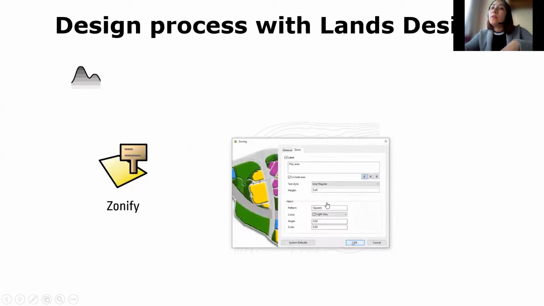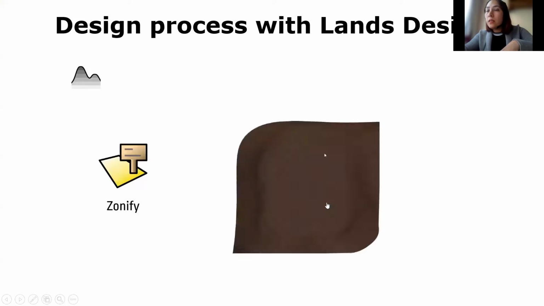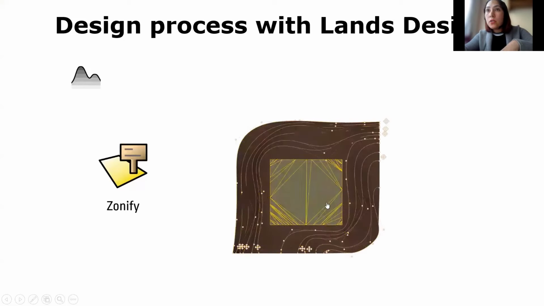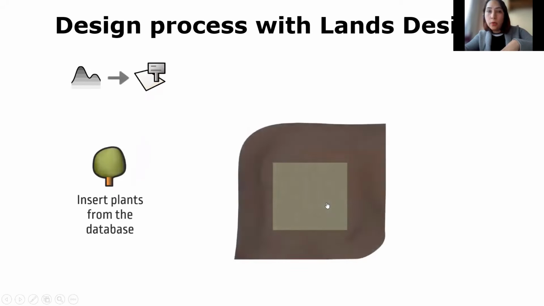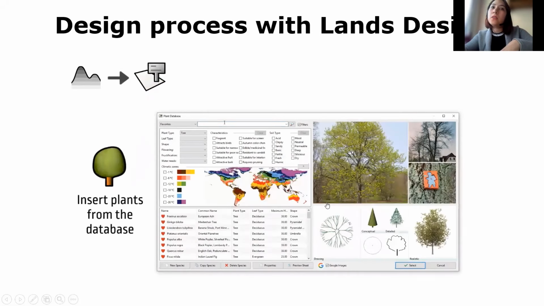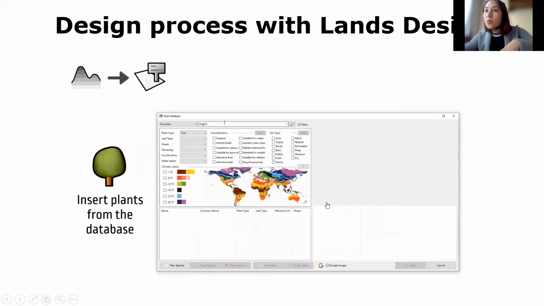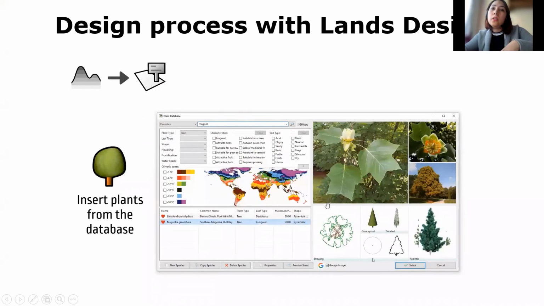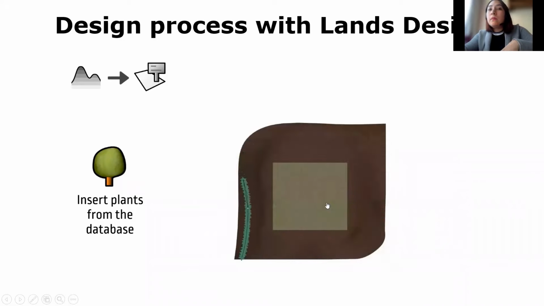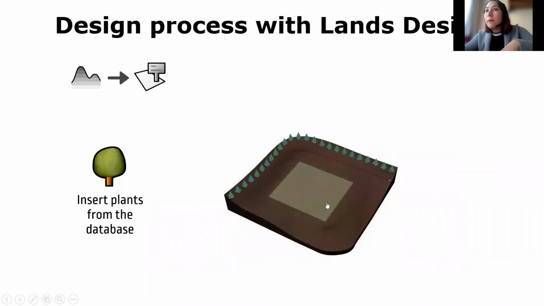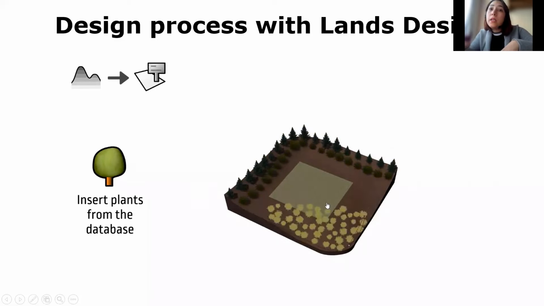Later, you can zonify the project in different zones. You get the area of each zone and assign a label, a different material to each zone of the project. Then, you can insert plants individually, in a row, or in a group of plants. For example, a row of plants may be combined with different species, and you indicate the distance between plant species as well.